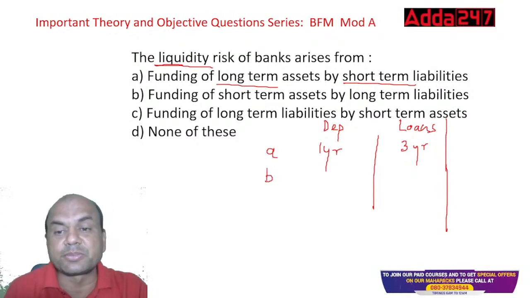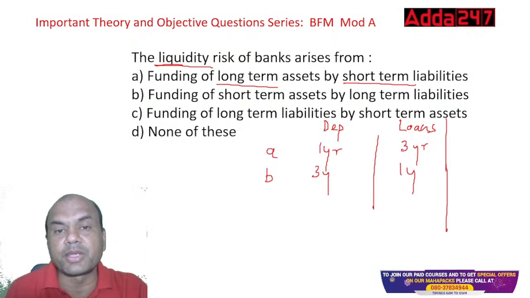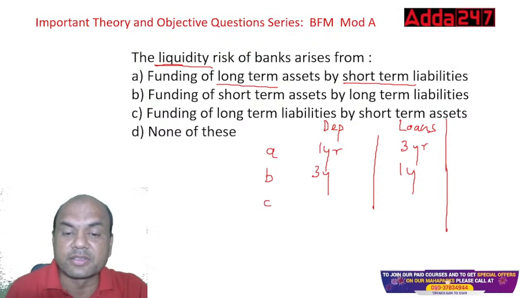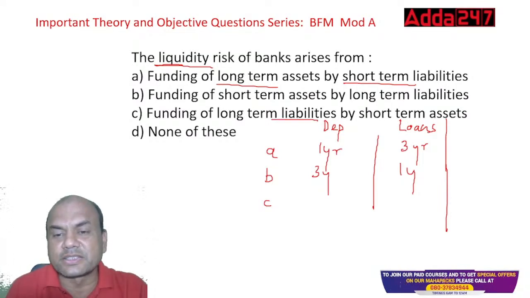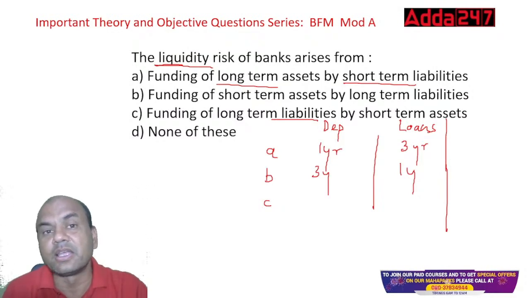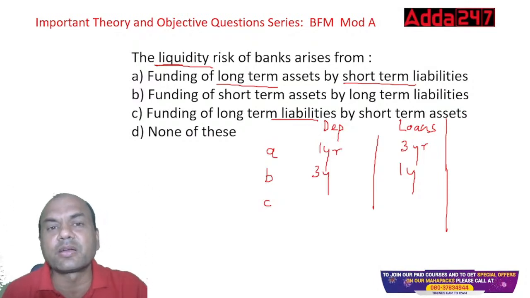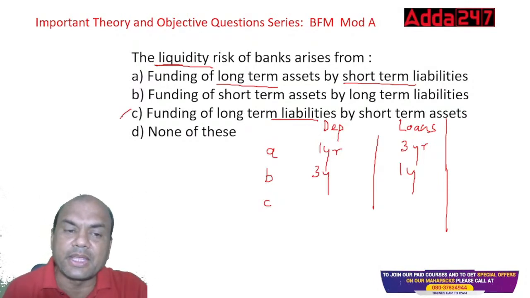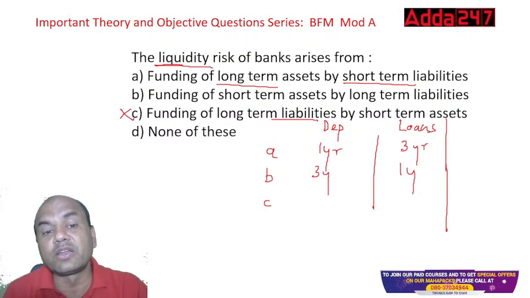B: funding of short-term assets by long-term liabilities. So a deposit of 3 years and a loan of 1 year. Will it create a problem for me? C: funding of long-term liabilities by short-term assets. This is ab initio wrong, from the start only wrong. Why? Liabilities funded by assets. Is it possible? Not at all. Assets are always funded by liabilities, long-term or short-term. So C is ab initio wrong, from the start itself. We need not even discuss this.